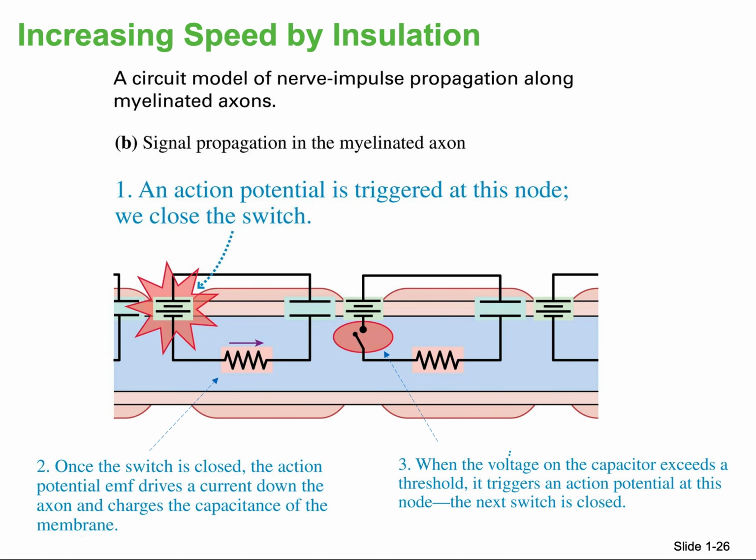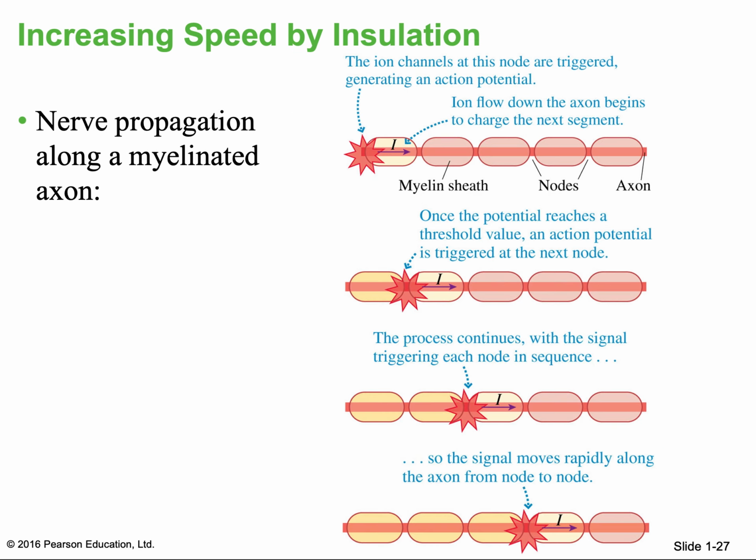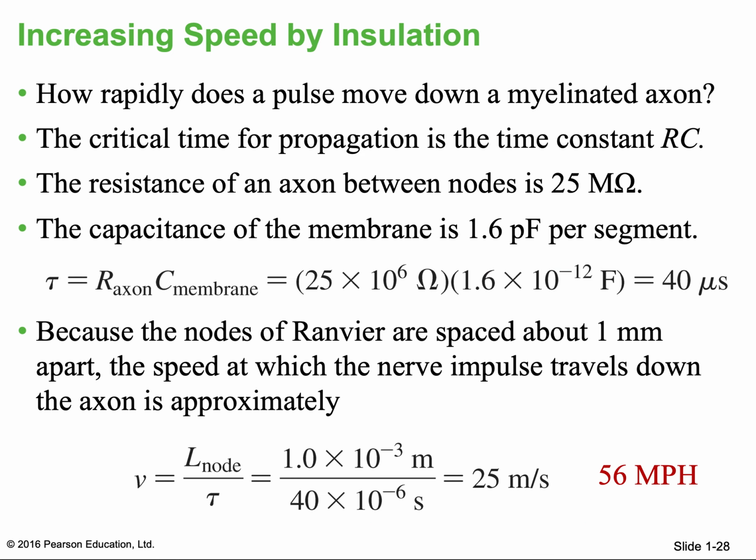Okay, but how exactly is the speed increased by the insulation of myelin? Well, the switch is closed and the action potential is triggered at the node through influx of sodium. This then drives a current down the axon and charges the capacitance of the next region of the membrane. Once this next region reaches a certain threshold, around negative 55 millivolts, the action potential is transmitted to this region, and sodium comes in and current is transmitted further. This process continues until the signal reaches the axon terminal, where it's transmitted to the next neuron.